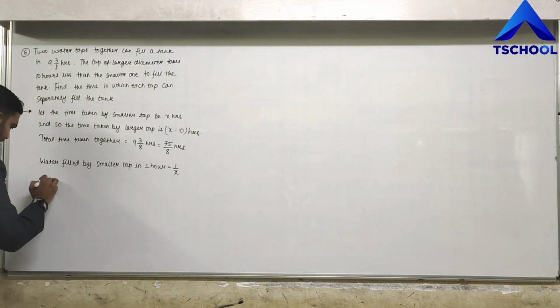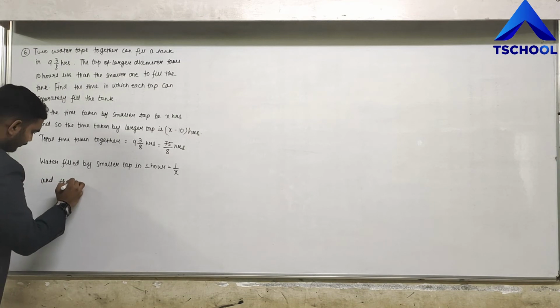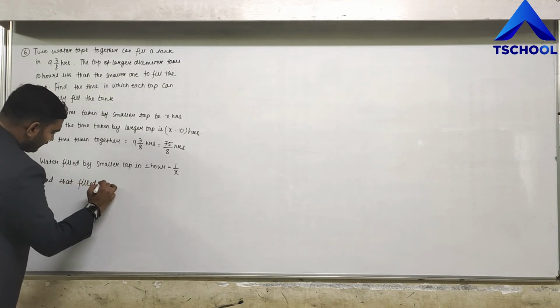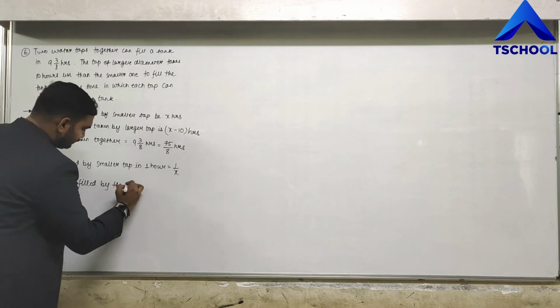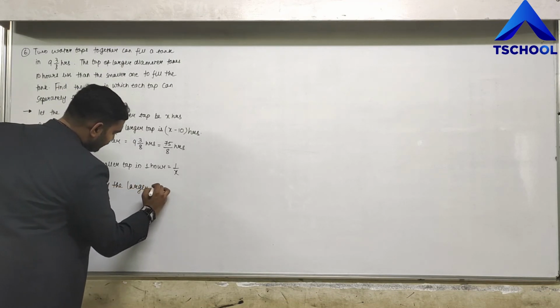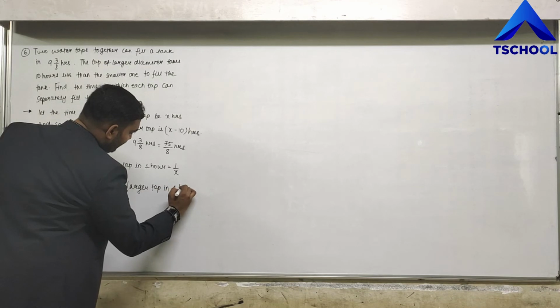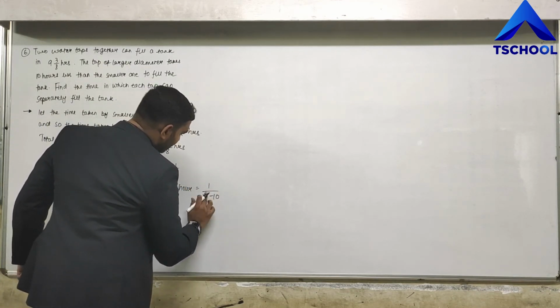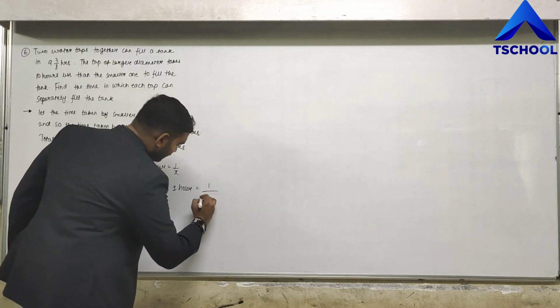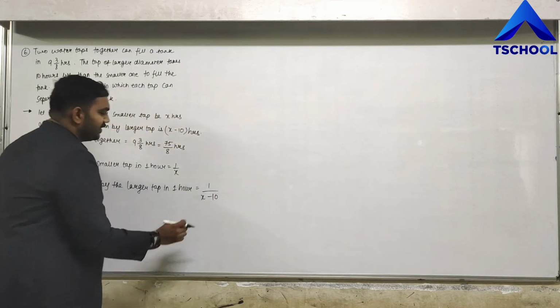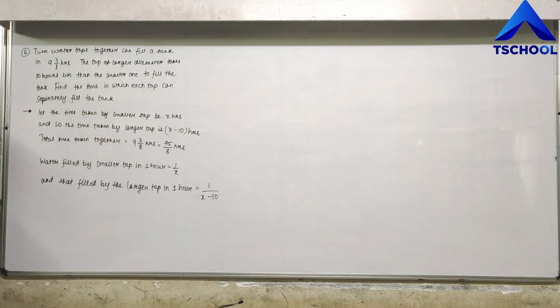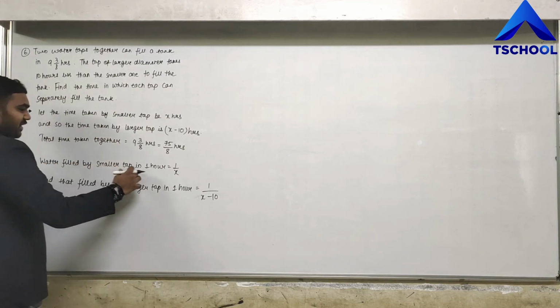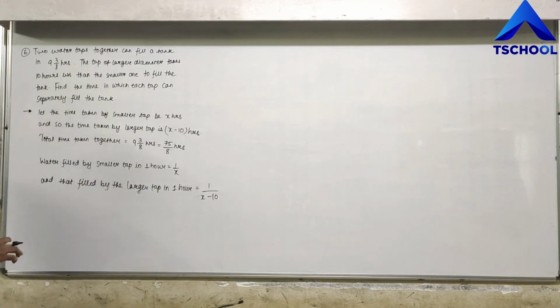And similarly, water filled by the larger tap in 1 hour is 1 upon x minus 10, because here the time taken is x minus 10 hours. So water filled by the smaller tap in 1 hour is 1 upon x, and that filled by the larger tap in 1 hour is 1 upon x minus 10.